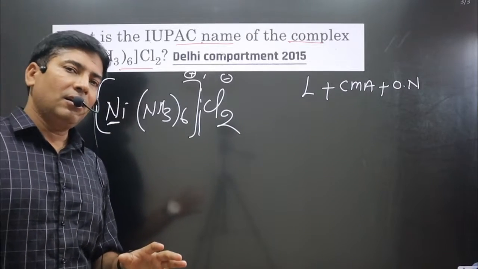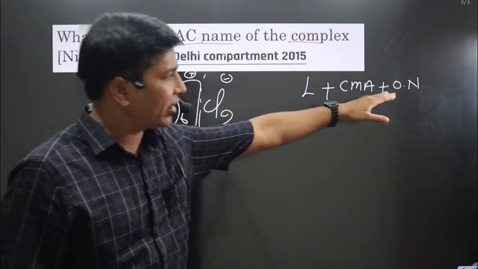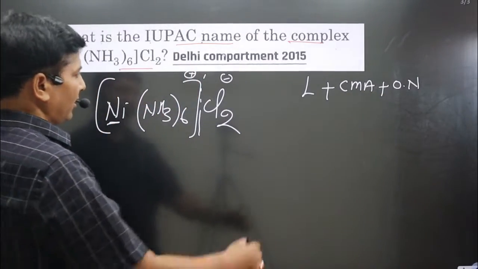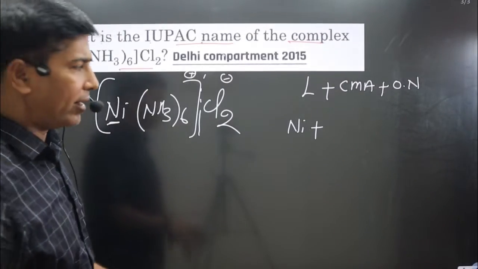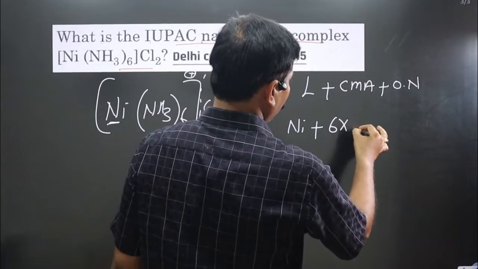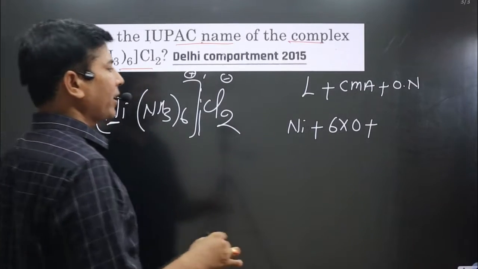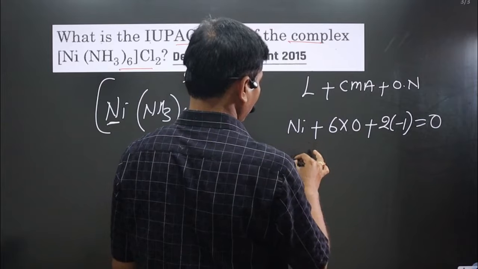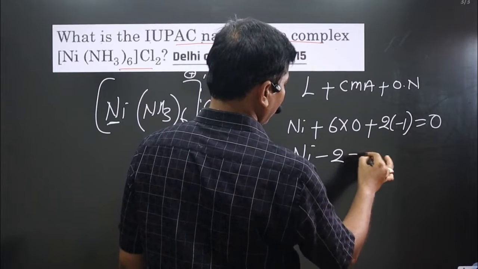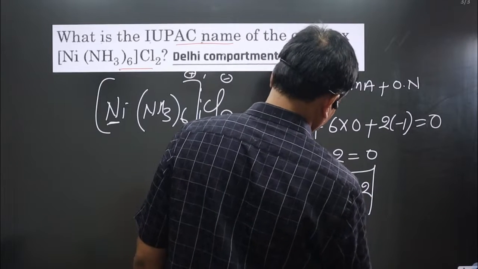Next, we have to calculate the oxidation number of the central metal atom, because we need the oxidation number. Let's calculate. Nickel plus, this is a neutral ligand, so it does not carry any charge, so 6 multiplied by 0, plus there are 2 chloride ions, and each chloride ion carries a -1 charge. This is a neutral complex, so it is equal to 0. Nickel minus 2 is equal to 0, so nickel is present in the +2 oxidation state.